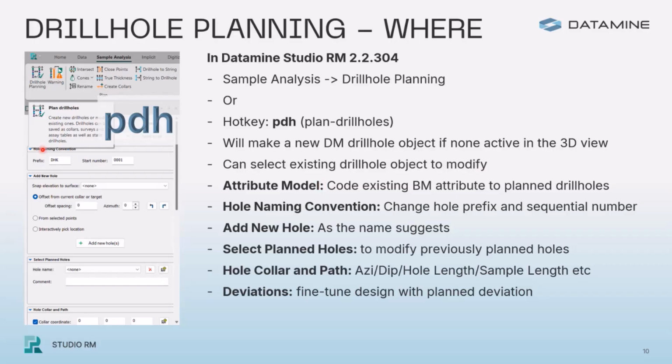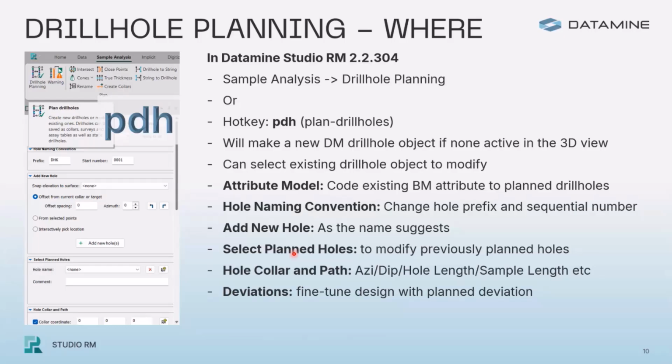There's a couple of different fields. We won't go through all of them in super high detail, but if you do have an attribute model, you can flag the planned drill hole with geology, that kind of thing. You can determine the hole naming convention if you have a specific site protocol for it, and then the 3 different ways of adding new drill holes.